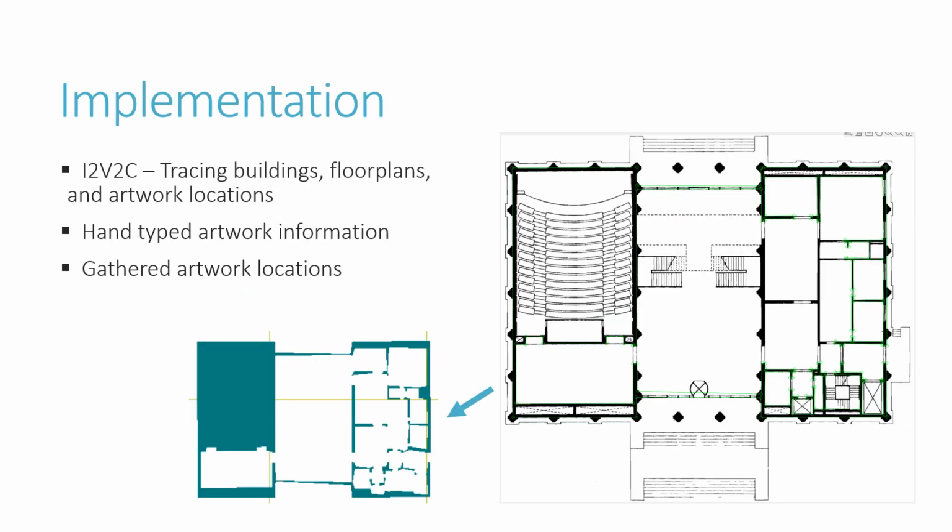We used several tools in our implementation. The biggest tool we used was the I2V2C formula in MATLAB, which allowed us to trace out the floor plans given to us by the museum. You can see an example of this in front of you as I saw it when I was tracing the floor plan for the first floor or the ground floor.